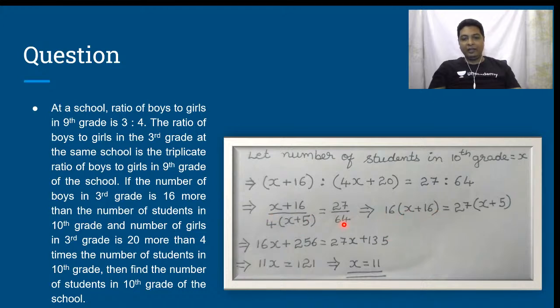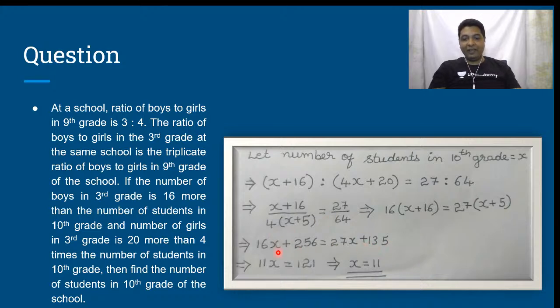If I cross multiply, you might think 64 times of x plus 16. I have not written 64 times, I have written 16. Why? Because 4 times 16 is 64. Therefore, after solving that, 16 times of x plus 16 will be equal to 27 times of x plus 5. And then simplify it further, 16x plus 16 times 16, 256, is equal to 27x plus 27 times 5, 135.